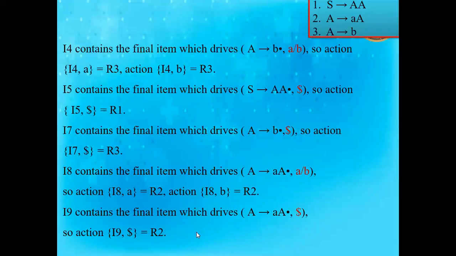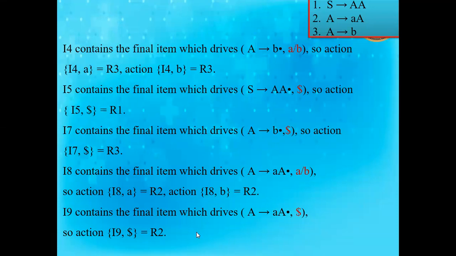And how will we know the number? It is R3, that is, we have numbered our productions. Based upon the numbering, this production, A gives B, is numbered R3. Similarly, when we consider I5, I5 is also a final item and it has the production S gives AA. This production corresponds to the first production, so we can write it as R1, and we have the dollar symbol as the lookahead symbol.